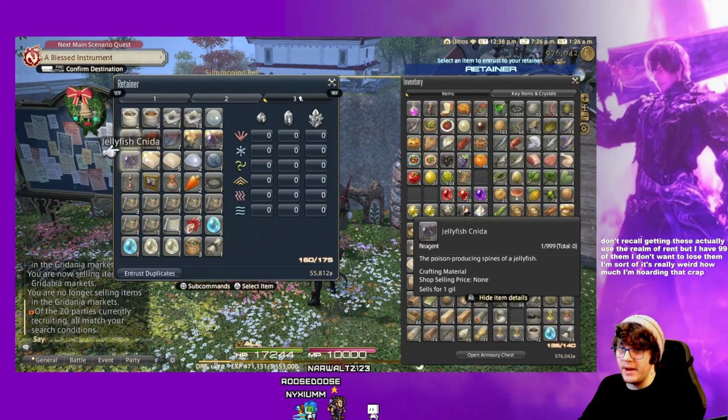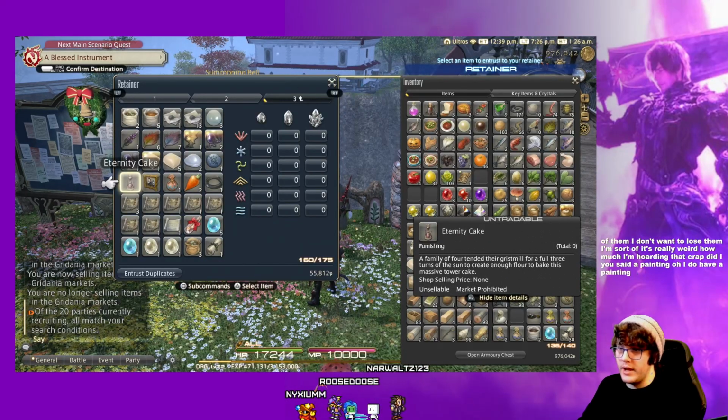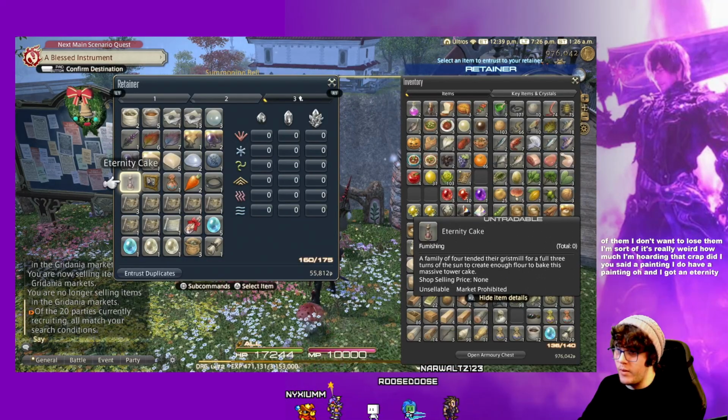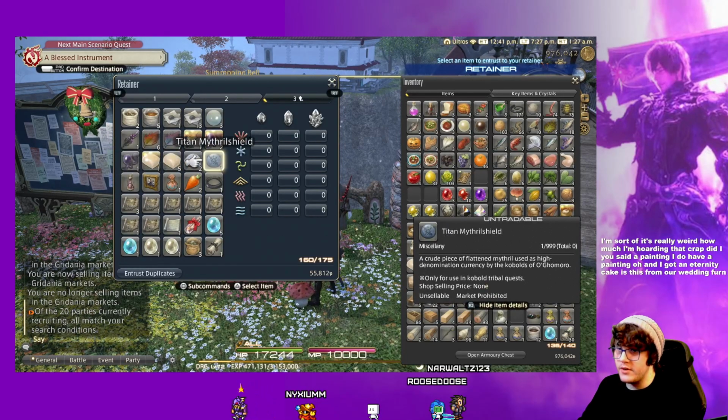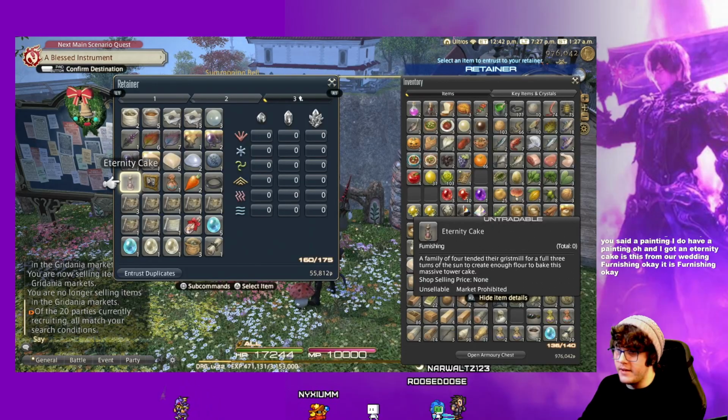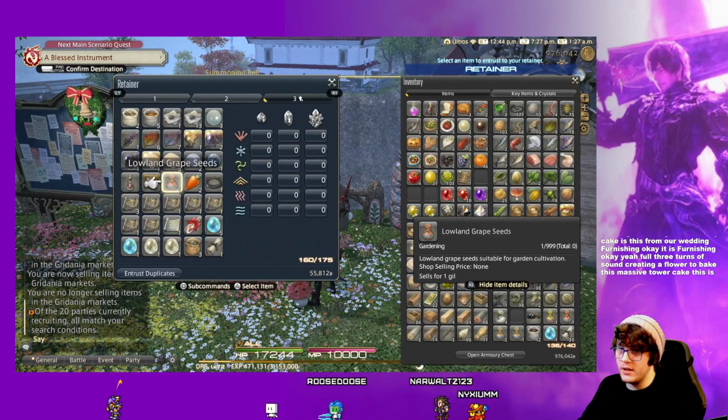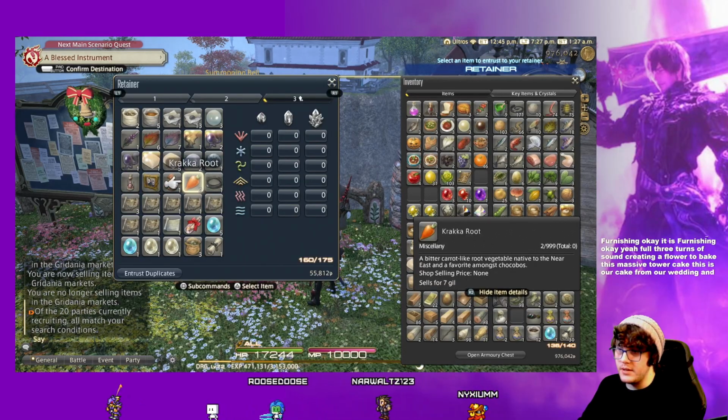Did I... You said a painting? Oh, I do have a painting. Oh, and I got an eternity cake. Is this from our wedding? Furnishing. Okay, it is furnishing. Yeah, full three turns of the sun to create enough flour to bake this massive tower cake. This is our cake from our wedding. And then Roos abandoned me.